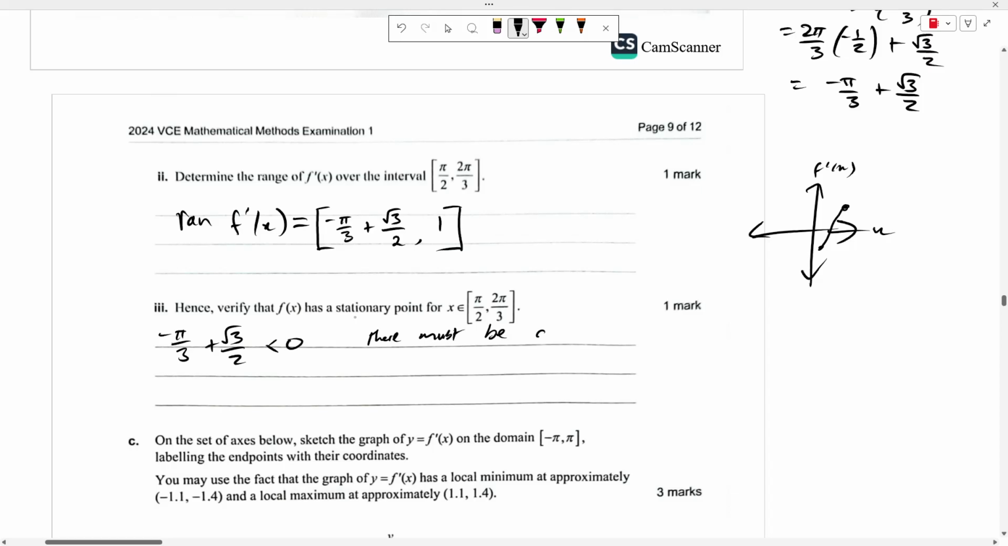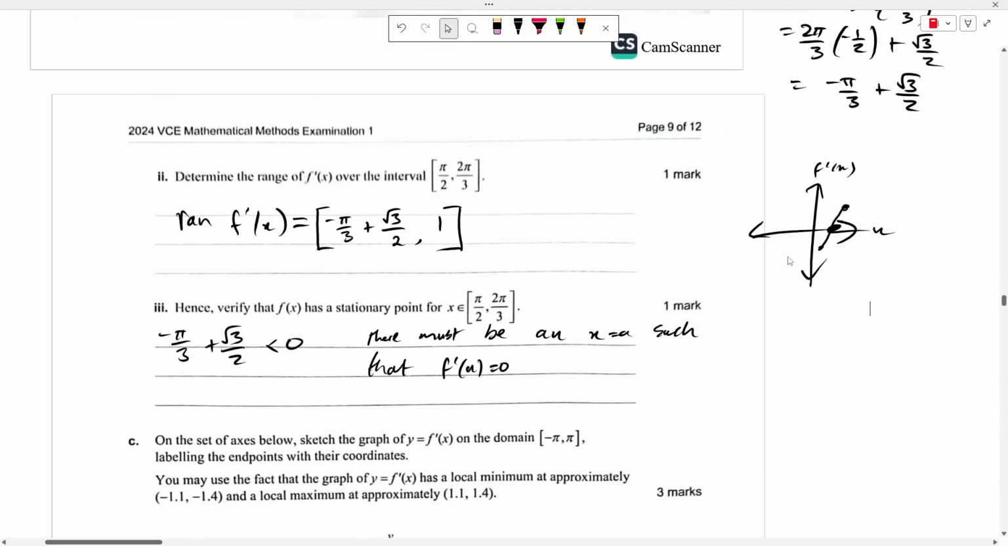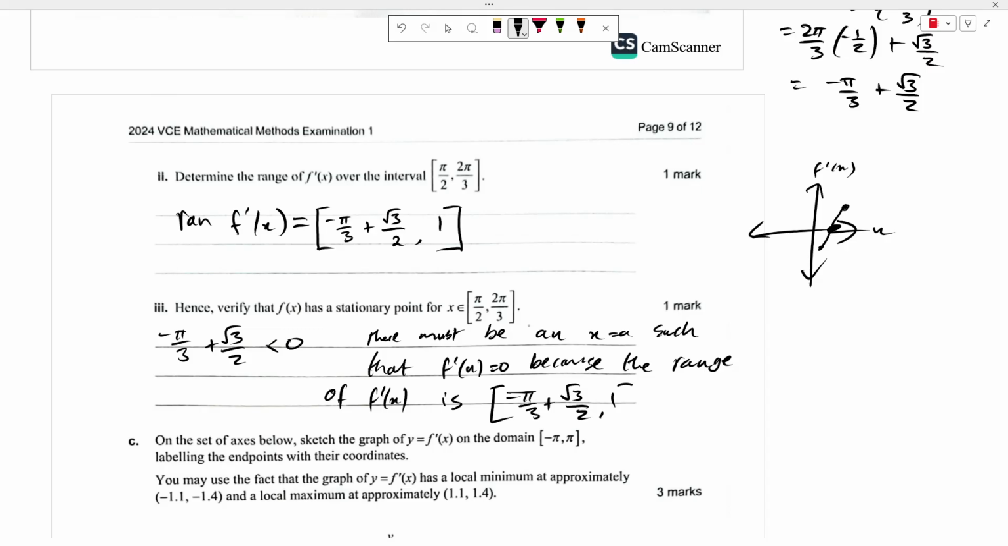That means there must be an x equals a right here such that f dash of a is equal to 0, because if its range is from some negative number to 1, it has to have an x-intercept. So there has to be an x equal to a that we don't know, such that f dash of a is equal to 0, because the range of f dash of x is negative pi on 3 plus root 3 on 2 to 1.